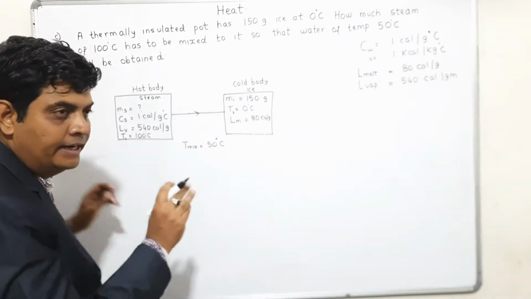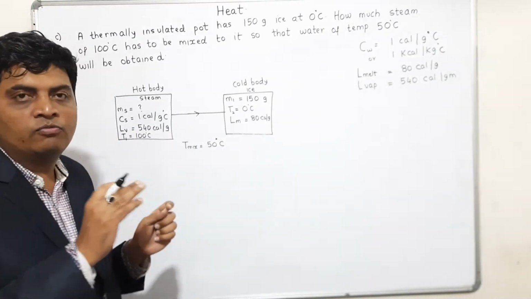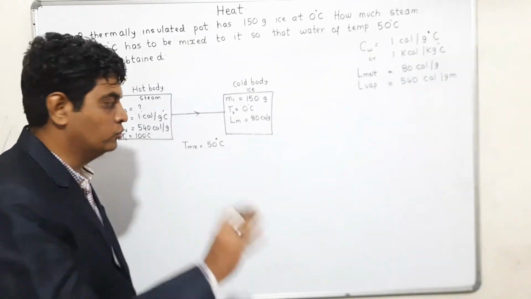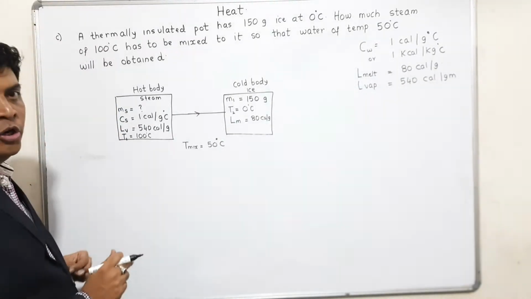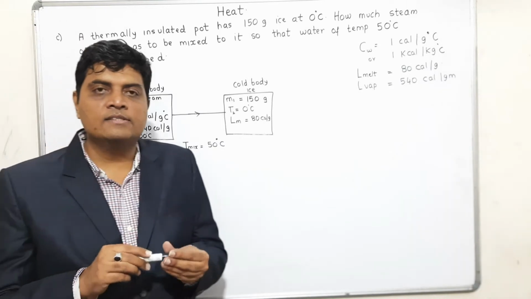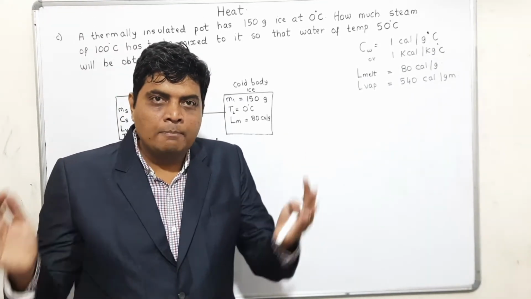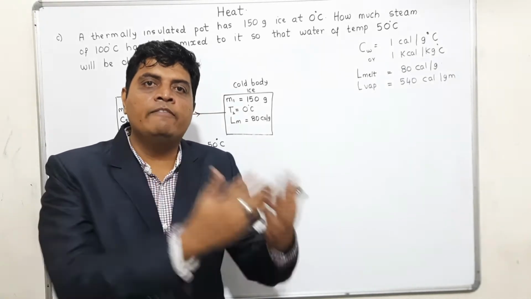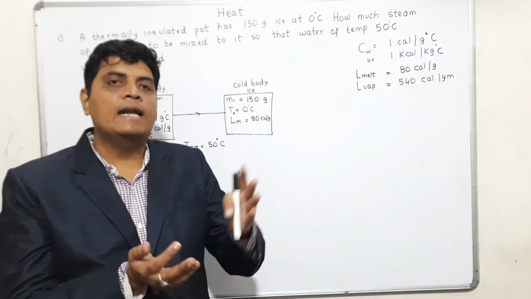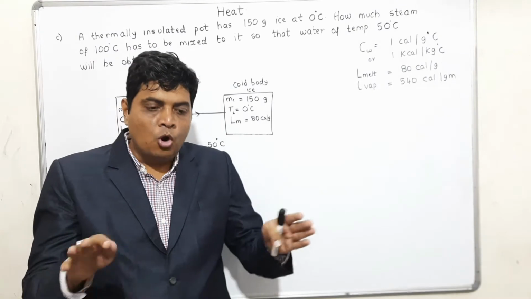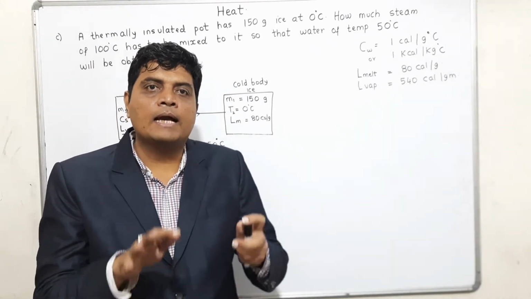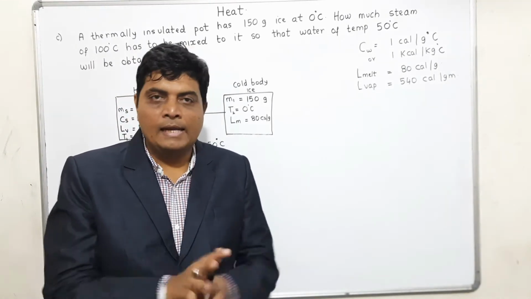Let us look at the heat transfer, how heat is getting transferred and where it is getting used. Who is your hot body over here? Basically this is what the question is. There is ice and there is steam, and when I mix steam and ice together, steam will give heat to ice and ice will start melting, and till the temperatures of ice and steam become the same, it will keep on melting, right?